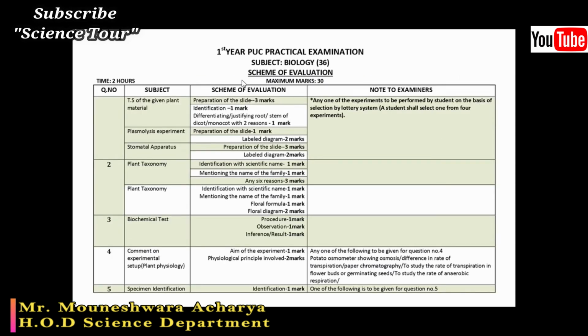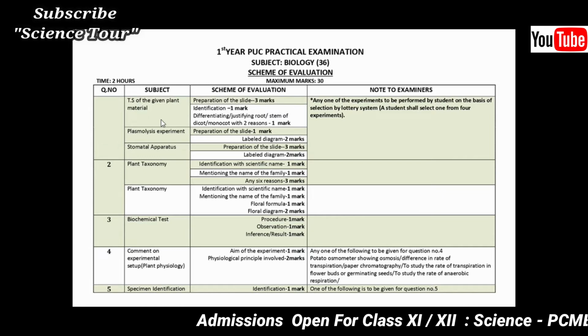So here is the first year PUC practical examination scheme of evaluation. So maximum marks allotted is 30, and this is the subject part. So what is the first experiment? TS of the given plant material. Then next is plasmolysis experiment. Then is stomatal apparatus.